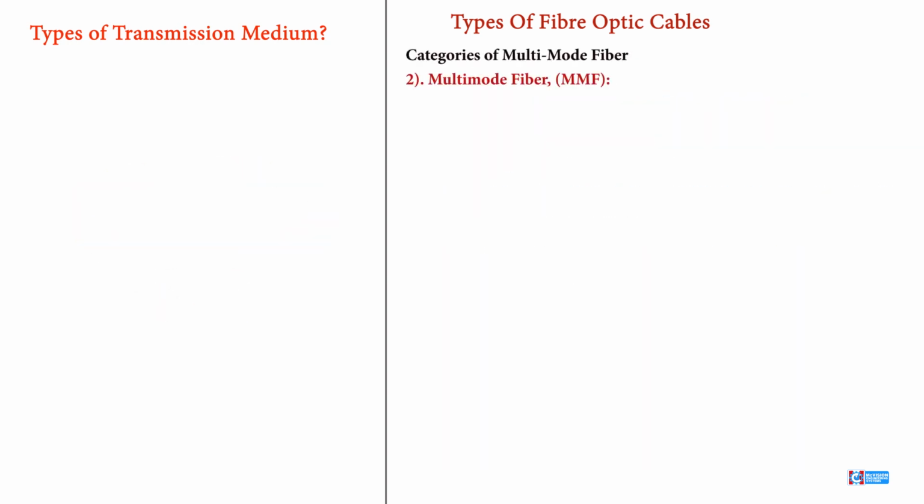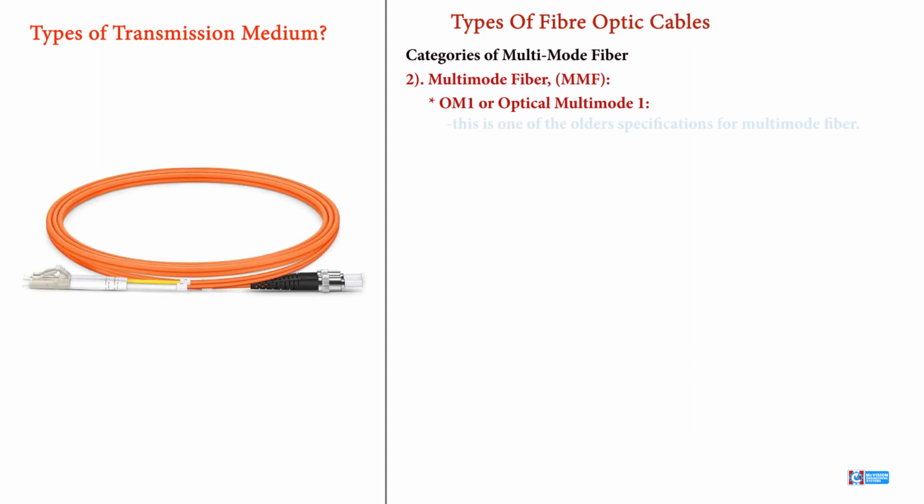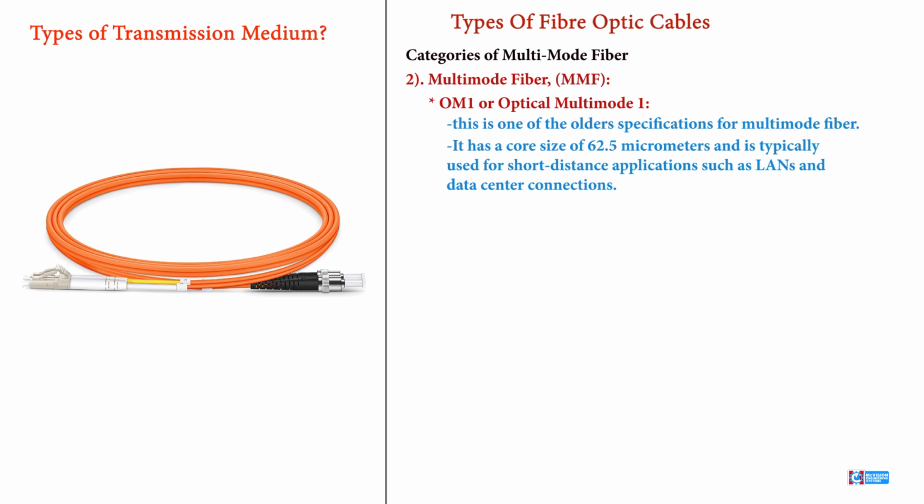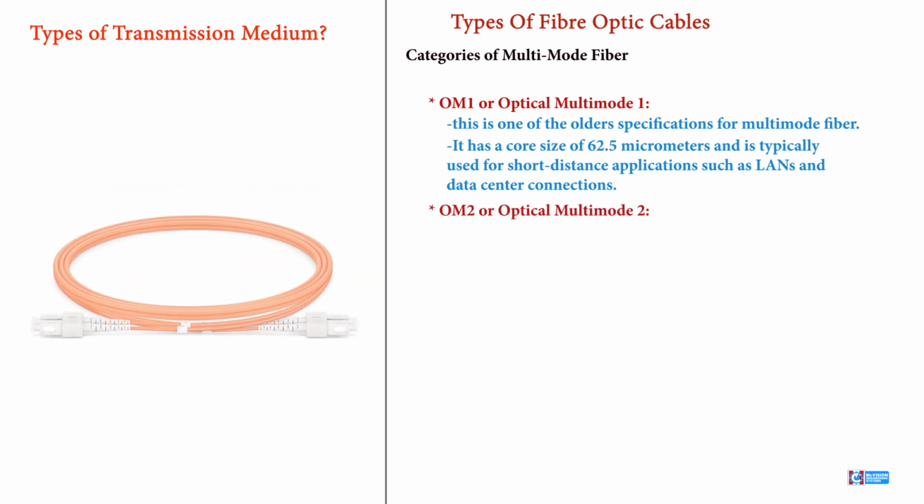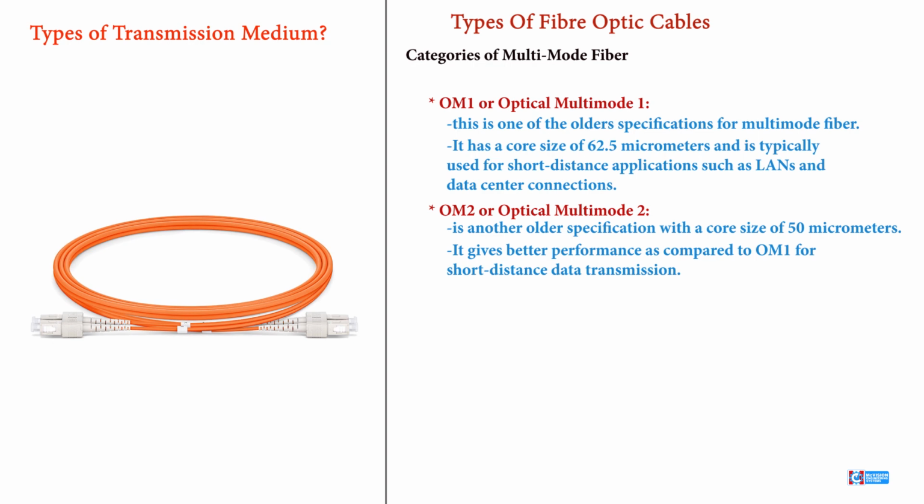The multimode fiber can also be further categorized under 5 distinct types. 1. OM1 or Optical Multimode 1. This is one of the oldest specifications for multimode fiber. It has a core size of 62.5 micrometers and is typically used for short-distance applications such as LANs and data center connections. 2. OM2 or Optical Multimode 2. OM2 is another older specification with a core size of 50 micrometers. It gives better performance as compared to OM1 for short-distance data transmission.